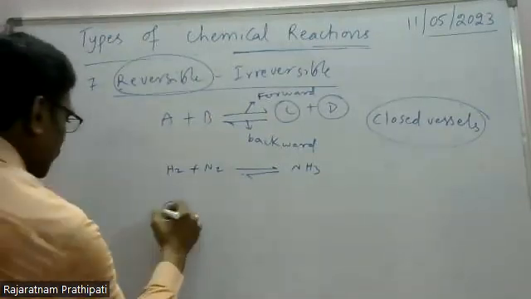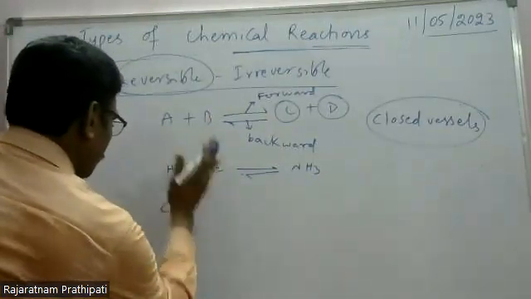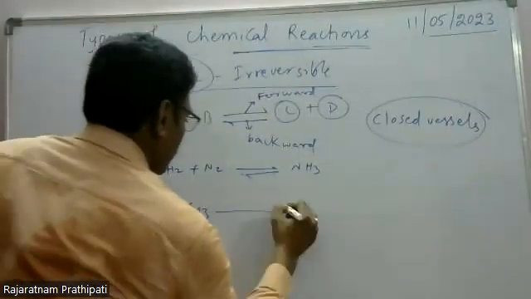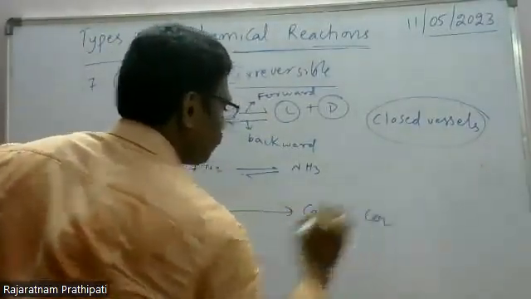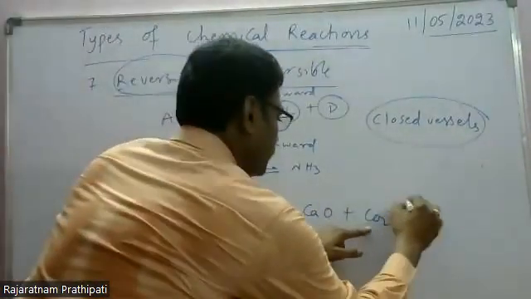For example, CaCO3 gives rise to CaO plus CO2. Here CO2 is a gaseous substance.